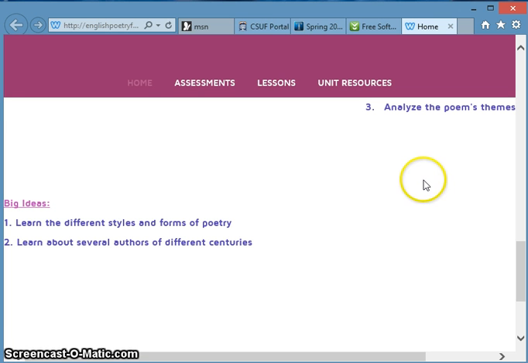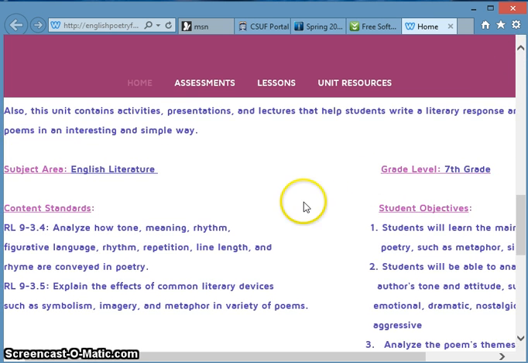This homepage provides the standards of English literature, students' objectives, and the big ideas that students should learn after viewing this unit. The most important thing about this page is that it has the content standards that I will apply through the activities and the learning strategies that I will use to explain the content area for my students.